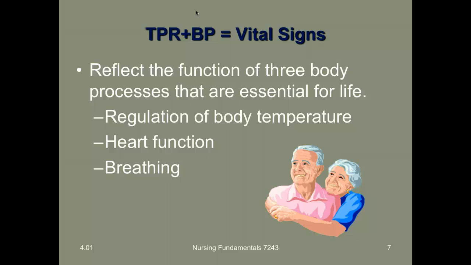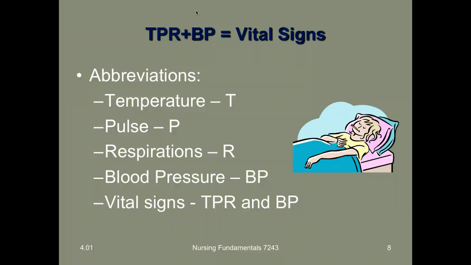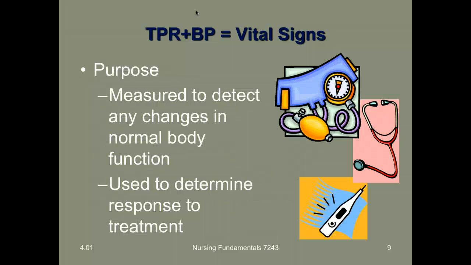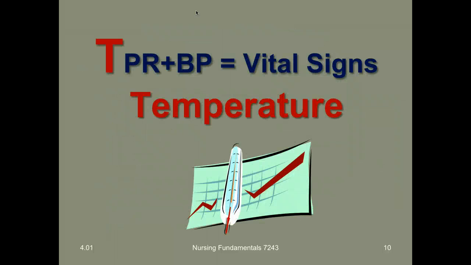Vital signs reflect the function of 3 body processes that are essential for life: regulation of body temperature, heart function, and breathing. The abbreviations for those vital signs are T for temperature, P for pulse, R for respiration, and BP for blood pressure. Vital signs are measured to detect any changes in normal body function, and they are used to determine responses to treatment.